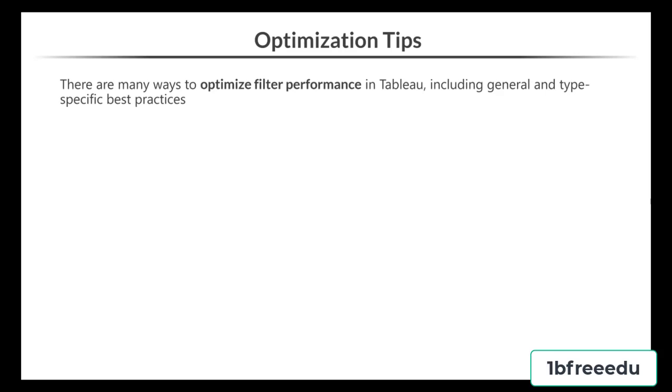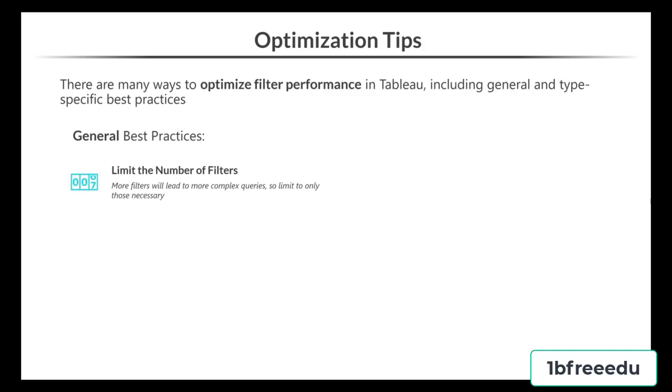There are many ways to optimize filter performance in Tableau, including general and type-specific best practices. First, let's go through the general best practices. The first best practice is to limit the number of filters that you're using. Limiting the number of filters on the dashboard is the first and most often beneficial step to managing filters for efficiency. The more filters on your dashboard, the more complex the queries are going to be that push back to your data source.